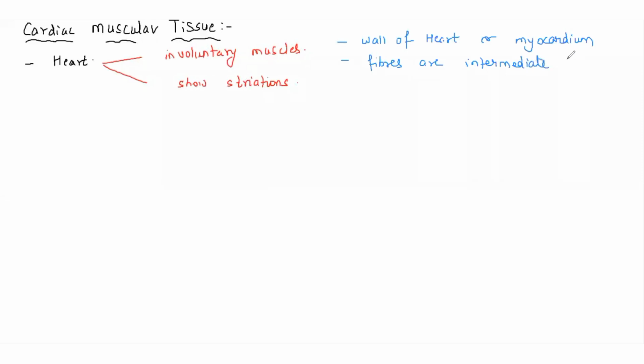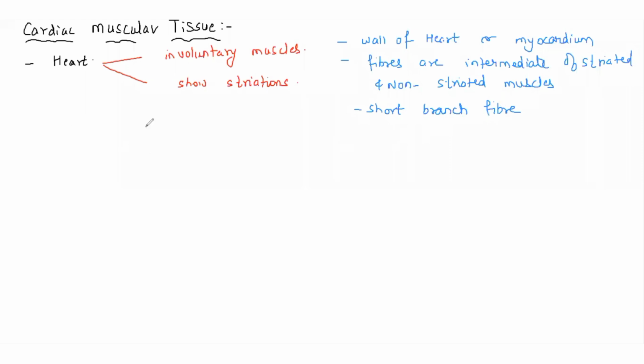Fibers are intermediate of striated and non-striated muscles. So of striated and non-striated muscles, these fibers are intermediate. They have a short branch fiber. So all the cardiac muscles, they have a short branch fiber.